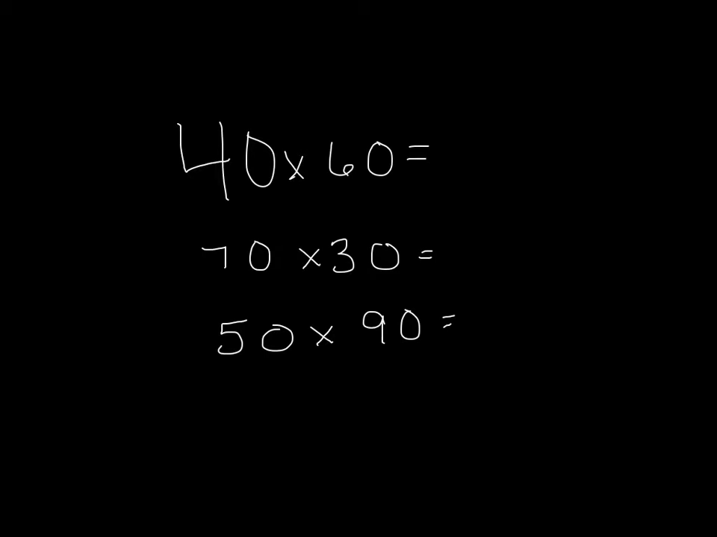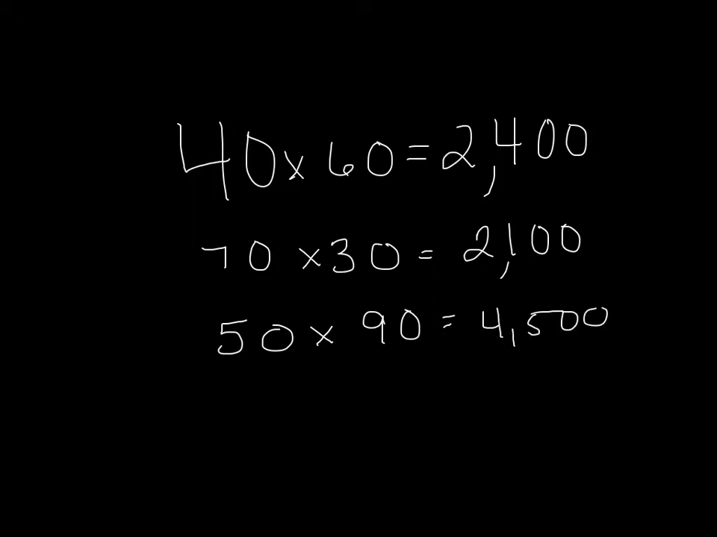Alright, 40 times 60 is 2,400. 70 times 30 is 2,100. 50 times 90 is 4,500. Clear your boards, and we have one more set of problems this morning.